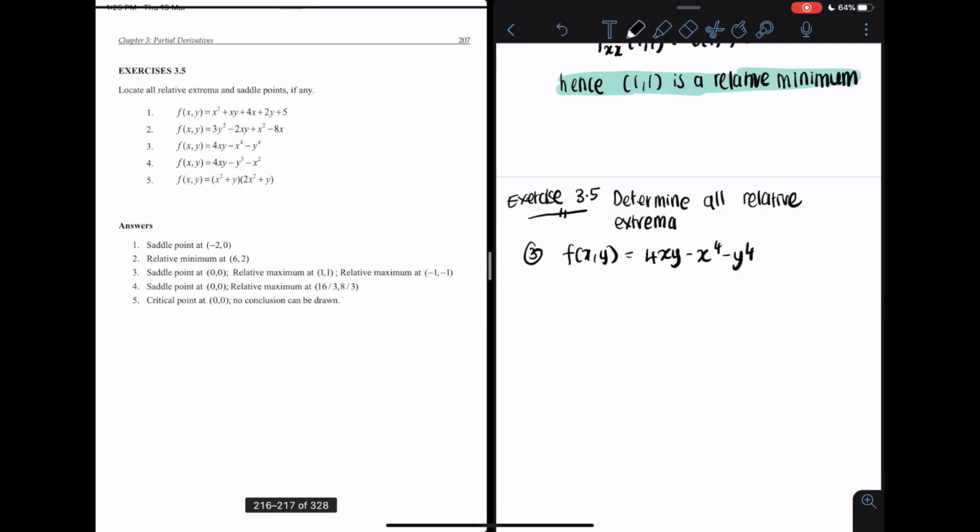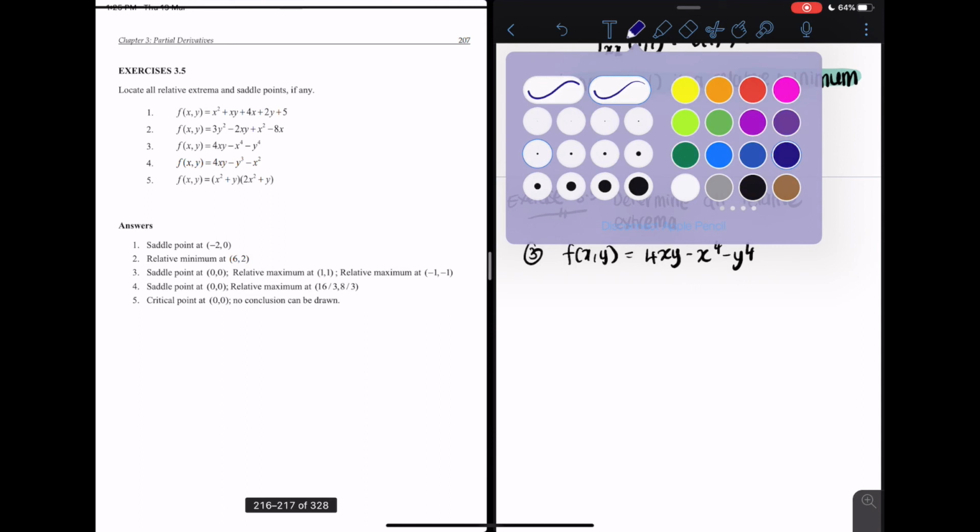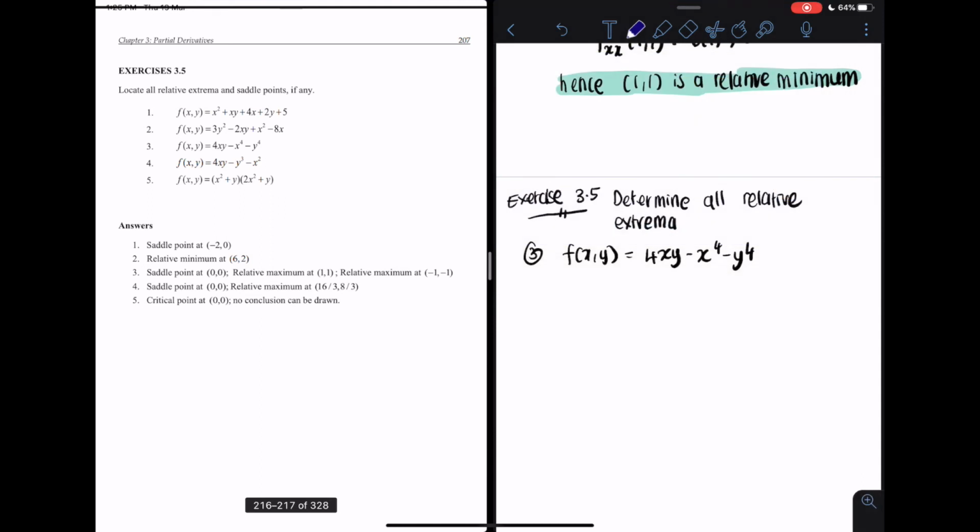Now, let's try to answer one question from exercise 3.5 on page 207, and I choose to solve problem 3, which is determine all relative extrema for the following function f(x,y) equal to 4xy minus x to the power of 4 minus y to the power of 4. So, stay calm and try to recall all the steps involved to determine the relative extrema.